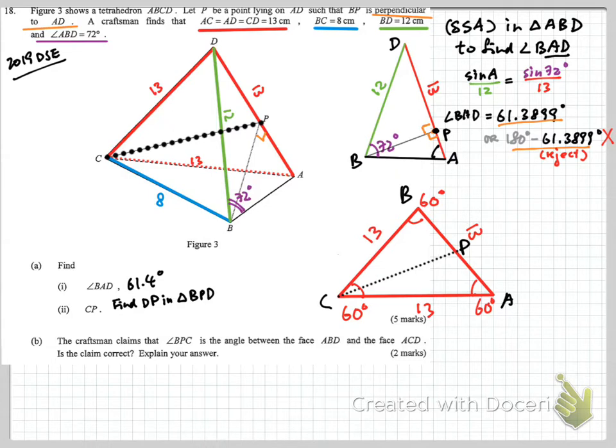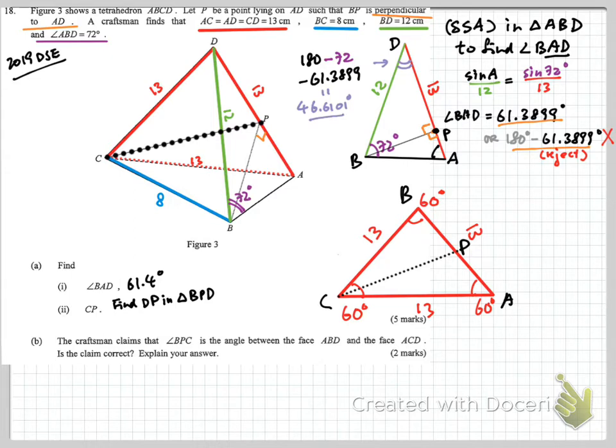Plus, we know about this top angle. This top angle will be 180 degrees minus the 72, minus the 61.4. Because angle A is 61.4, this angle ends up 46.41013, something like that. Let me put in more accuracy, 61.3899. So this top angle is about 46 something.